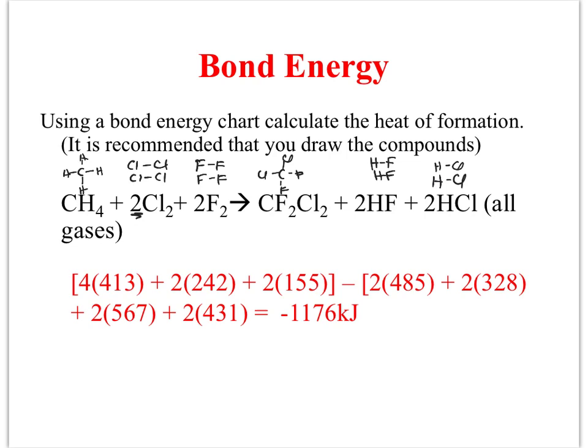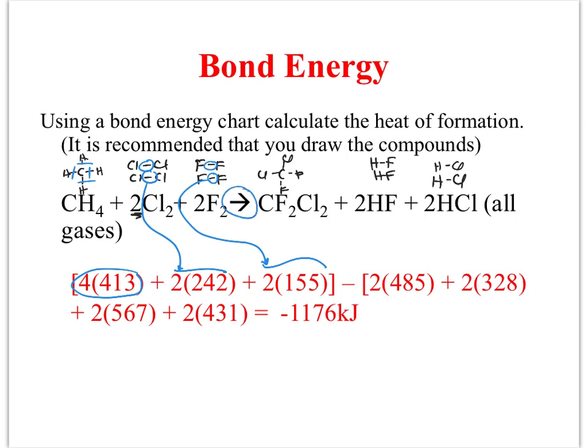So let me change color. You would need to break 1, 2, 3, 4 CH bonds. That's this here. So 4 times 413, because I'm breaking 4 of those bonds. You would also need to break 2 chlorine to chlorine bonds. There's the 2 times 242. You would need to break 2 fluorine to fluorine bonds. That's the 2 times 155.